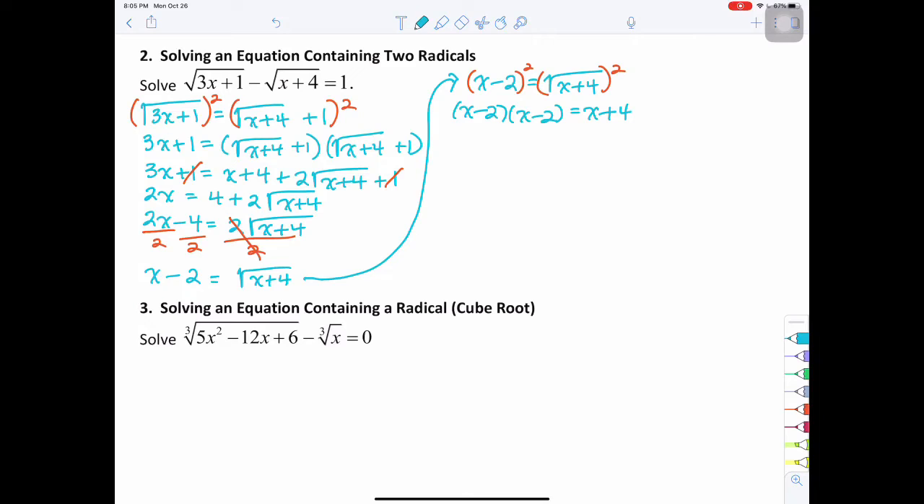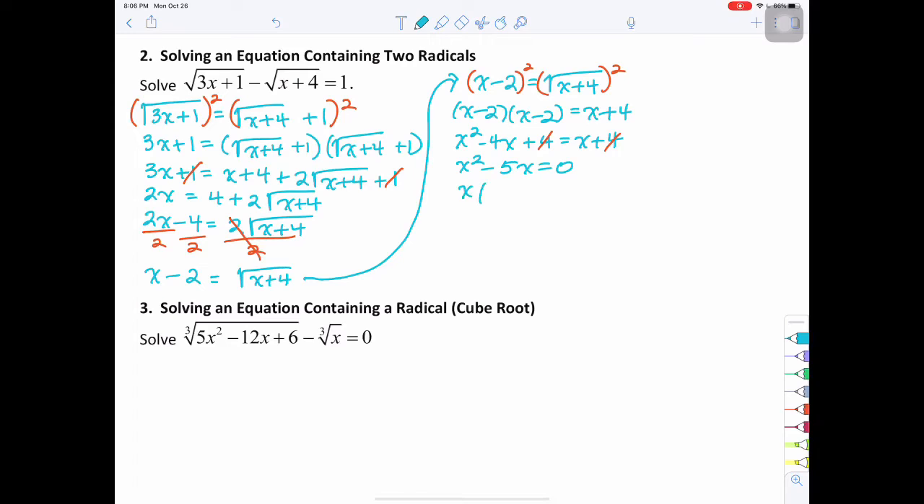So putting this together, we'll have x squared for first of FOIL. Outer and inner are both negative 2x. So we end up with a negative 4x plus 4 equals x plus 4. Let's subtract 4 from both sides. And now I can subtract an x from both sides.